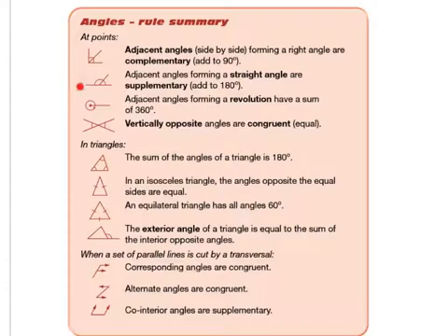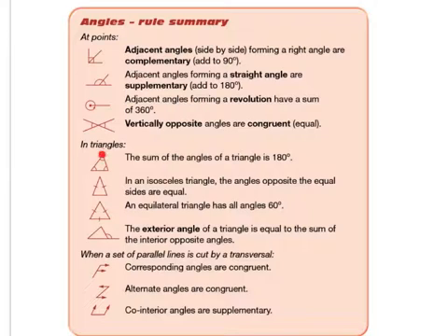Over here, you've got a straight line. A straight line is always 180 degrees. So if we slash it in half and we put this one as 80 degrees, you know that that side is going to be 100. So a straight line is always 180 degrees. If it does a full revolution, it's 360 degrees. Vertically opposite angles are congruent, which means they're equal. So if they're vertically exactly opposite each other, they are the same.